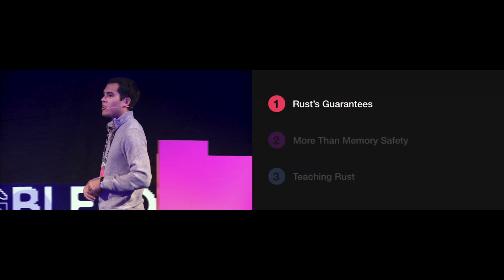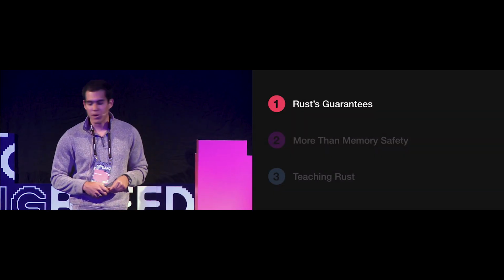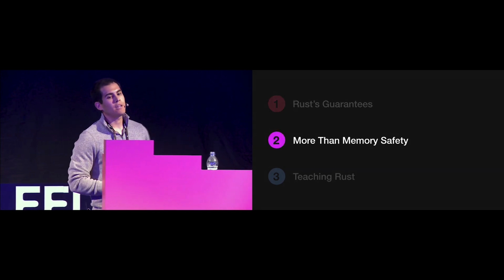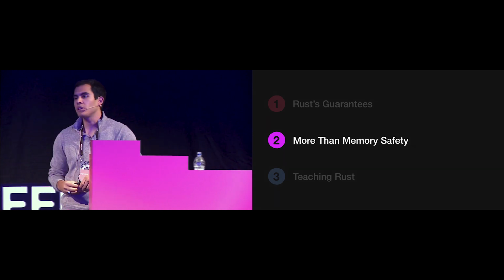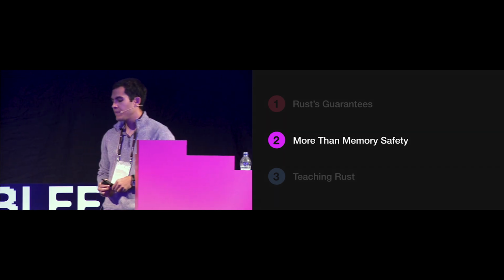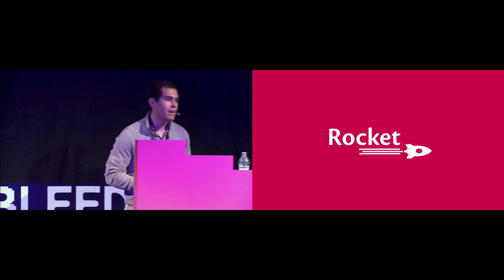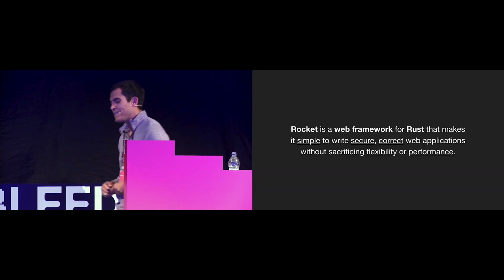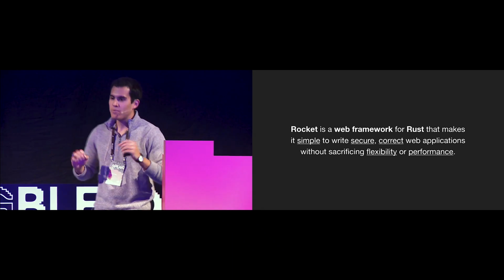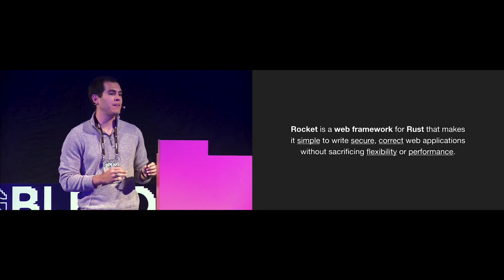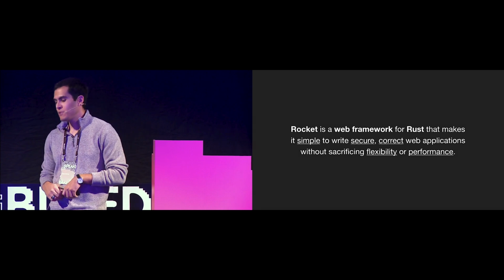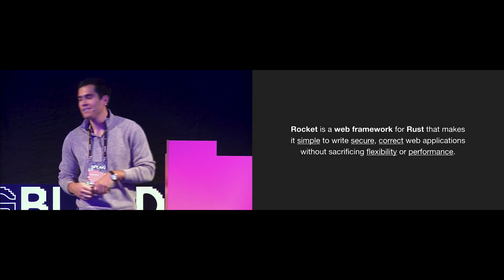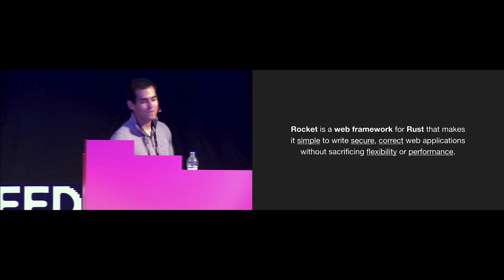Now, the next parts of the talk are much smaller than the first part. The next thing I want to talk about is doing more than just memory safety. I'm going to talk to you about Rocket, this web framework, and about Osmium, this operating system. So here's Rocket. This is Rocket's logo. I like it, so I put it up. Rocket is a web framework for Rust that makes it simple to write secure, correct web applications without sacrificing flexibility or type safety. Secure, correct, flexible, and performant. This quadfecta of things. That's what we're looking for here.